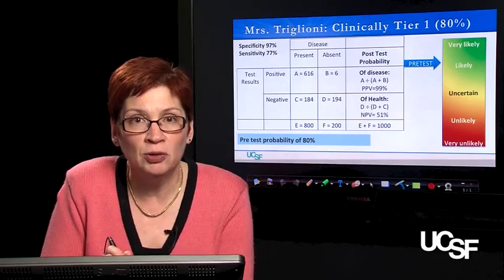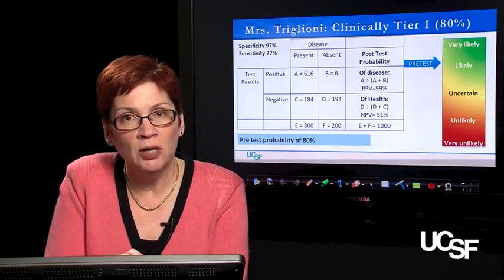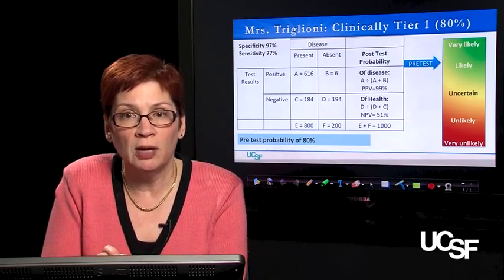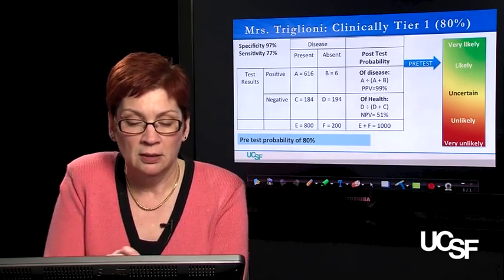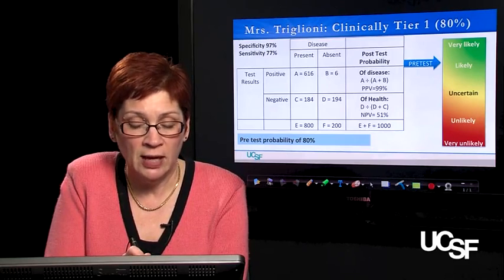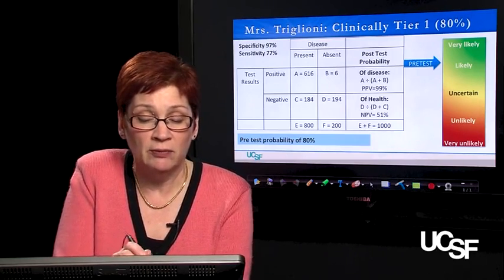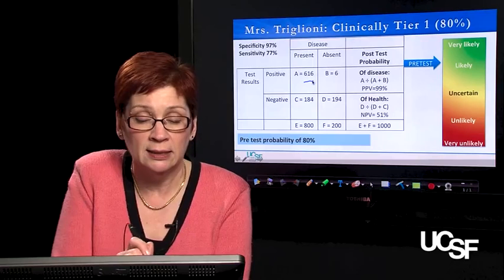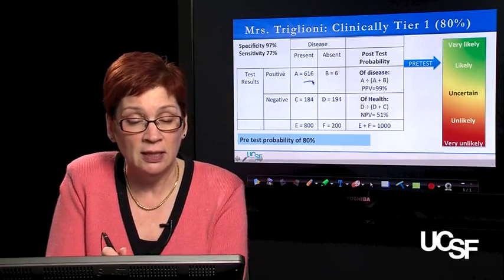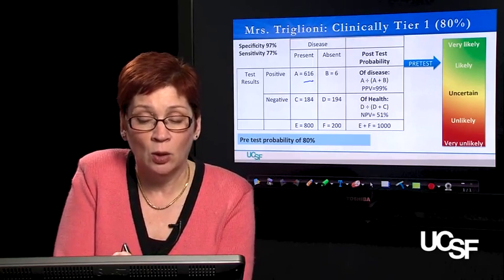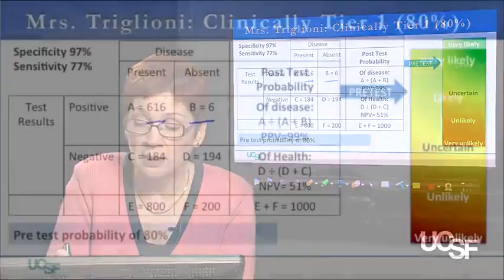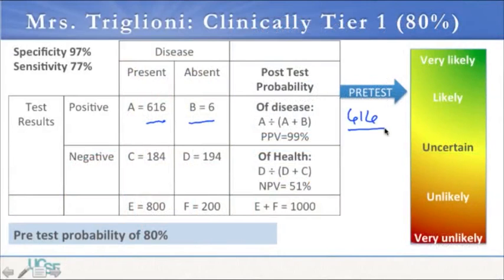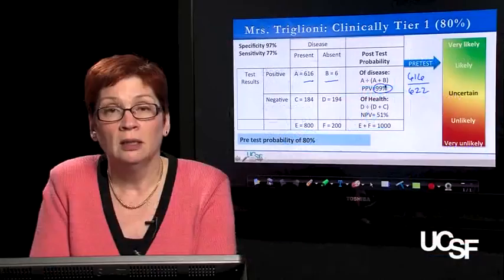Now, why bother to do all of this? Well, we need to fill in these quadrants in order to figure out our post-test probability of disease and our post-test probability of health. So, prevalence of 80%, sensitivity of 77% gives us quadrant A 616, and a specificity of 97% gives us a quadrant B of 6. And so our post-test probability of disease is 616 over 622, or 99%.